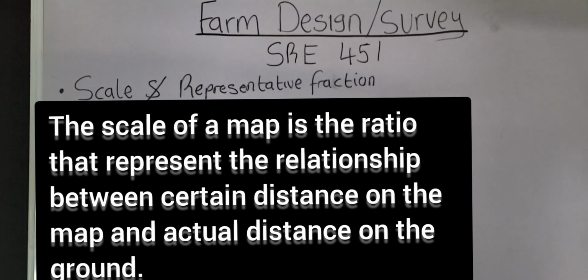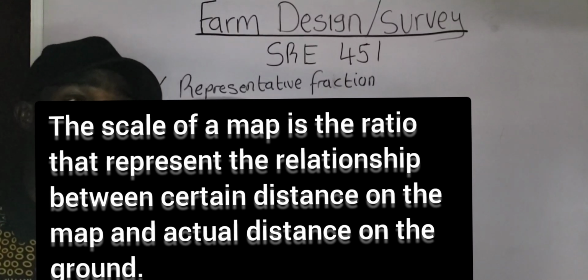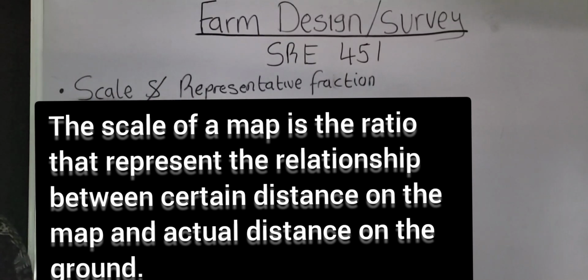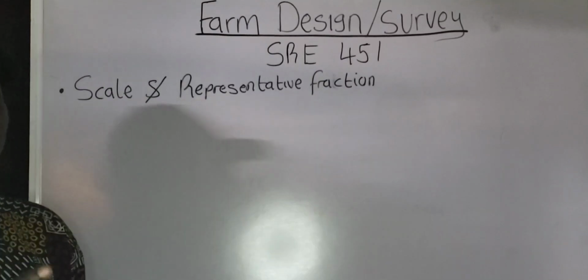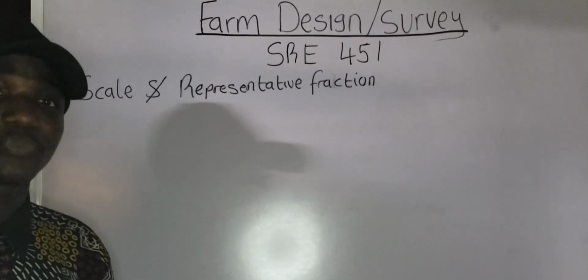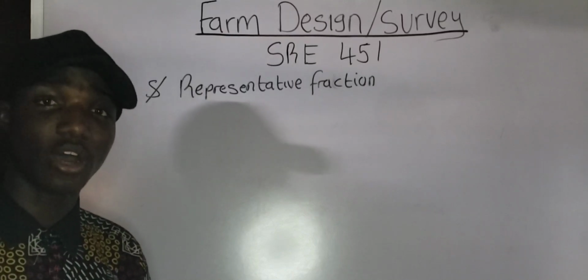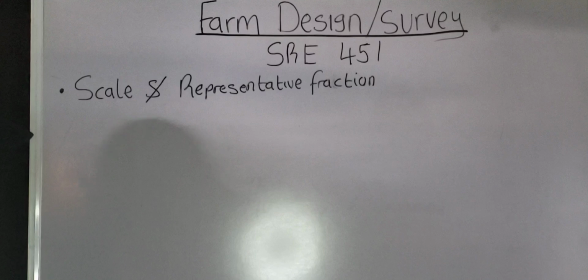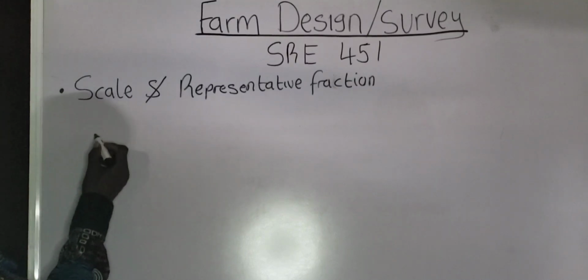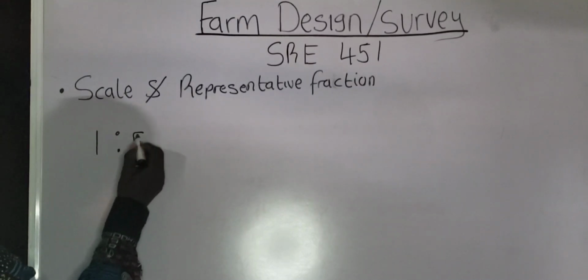You know, it is possible to map out a location, no matter how big the location is. All we need to do is reduce the actual length that we measured from that location. That is where scale comes in. You understand? For example, we can have a scale of 1:50,000.